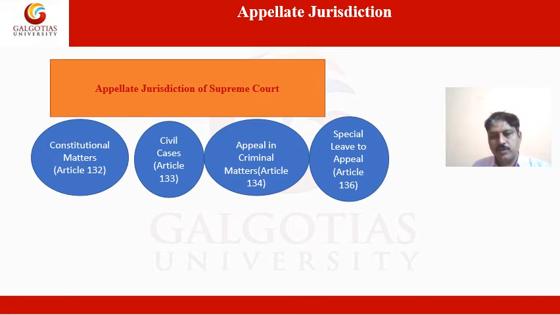The appellate jurisdiction of the Supreme Court can be divided into the following categories: constitutional matters, civil matters, criminal matters, and special leave to appeal. As regards the power of the Supreme Court in constitutional matters, it has been provided for in Article 132, Clause 1 of the Constitution.